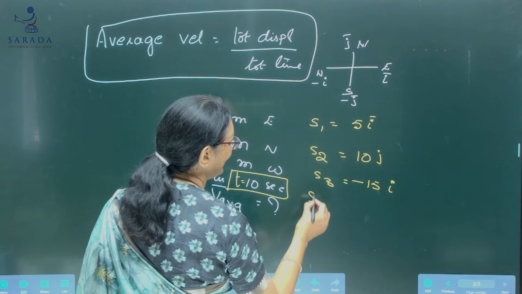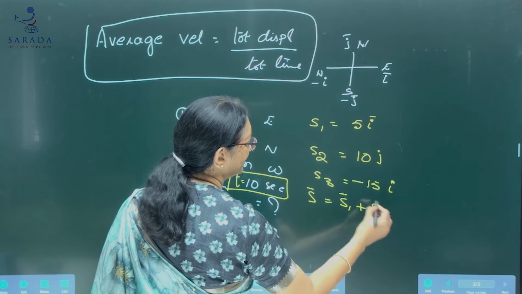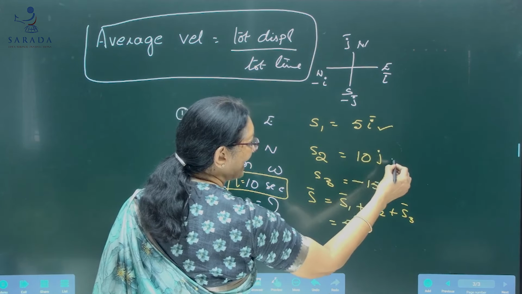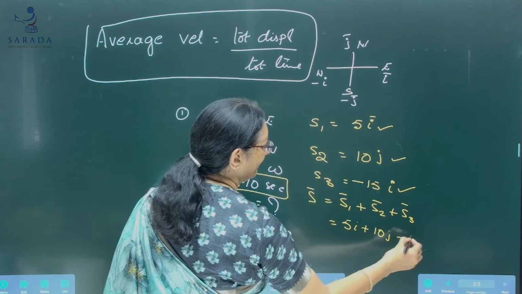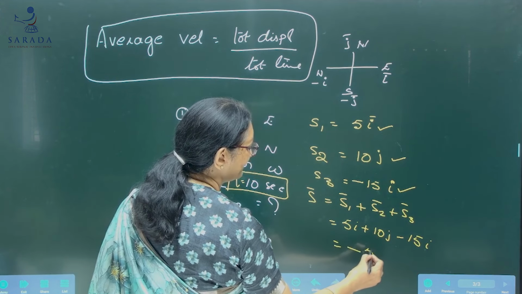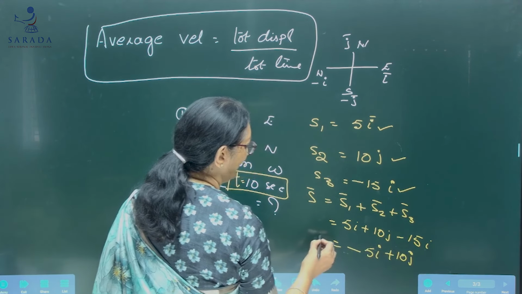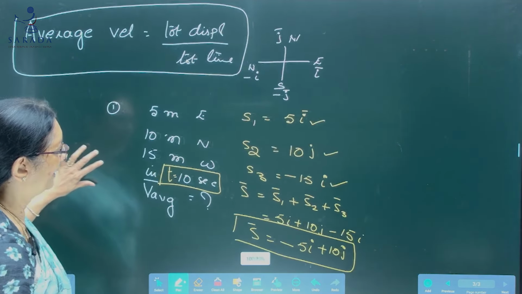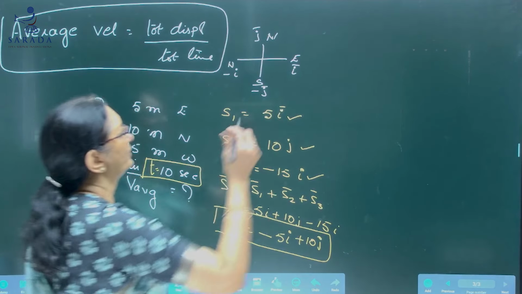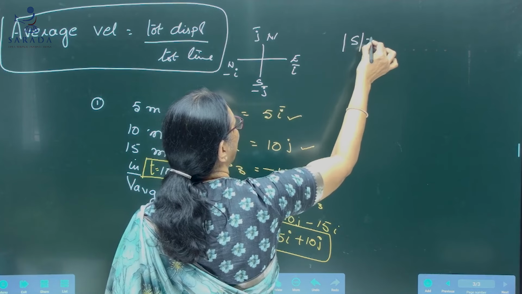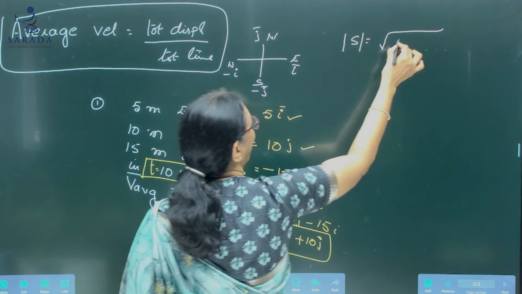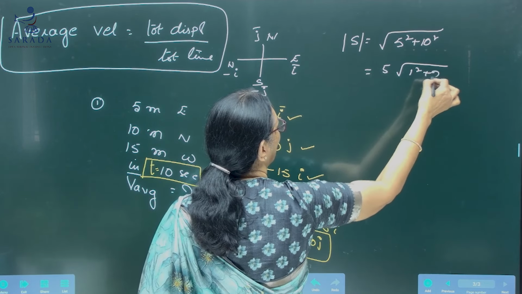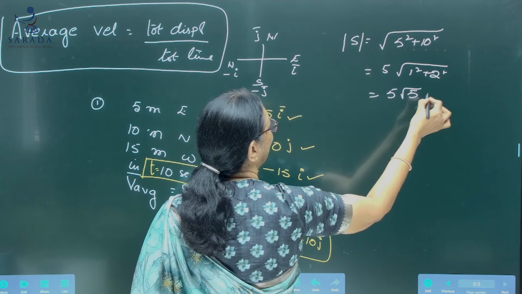So, total displacement is S1 bar plus S2 bar plus S3 bar. This is 5i plus 10j minus 15i. This is minus 5i plus 10j, the displacement vector. And we know how to find out the magnitude. Magnitude of the displacement is square root of 5 square plus 10 square. If you take that 5 as common factor, 1 square plus 2 square, this is 5 root 5 meters.